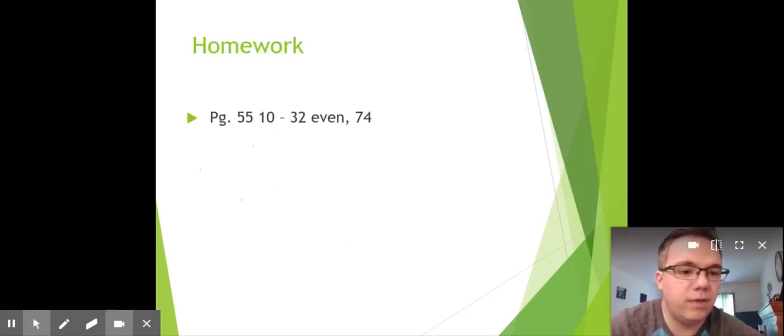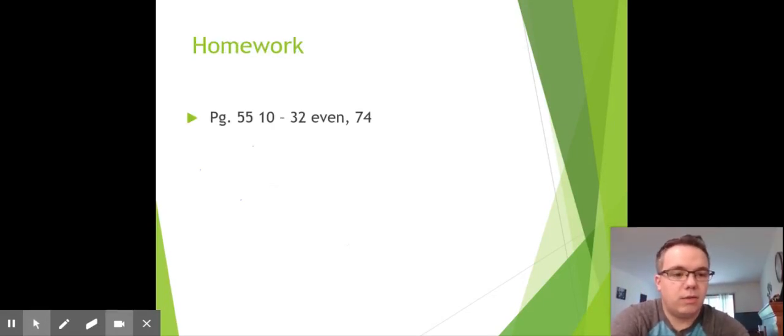Right, so that's it for the lesson on reminding ourselves how to solve absolute value equations. Your homework is on page 55. It says to graph your solutions. You don't have to do that. A copy of this page is on Brightspace for you.